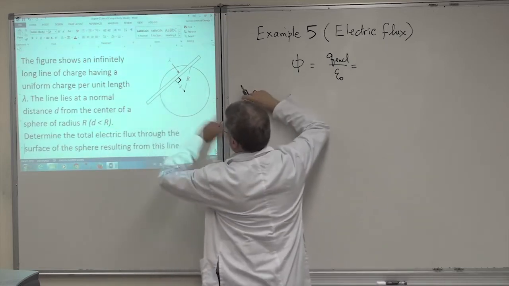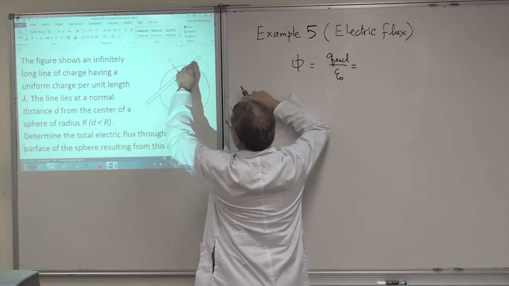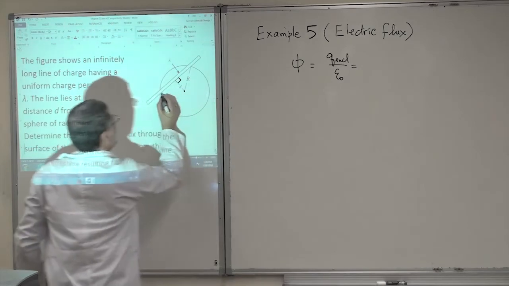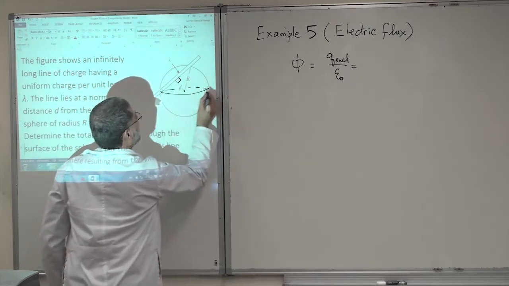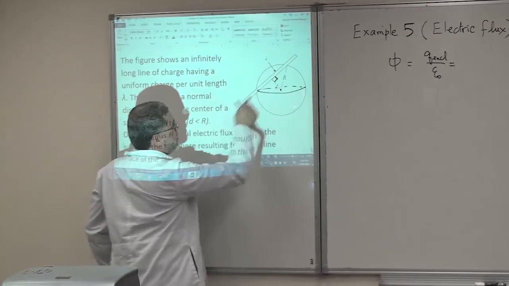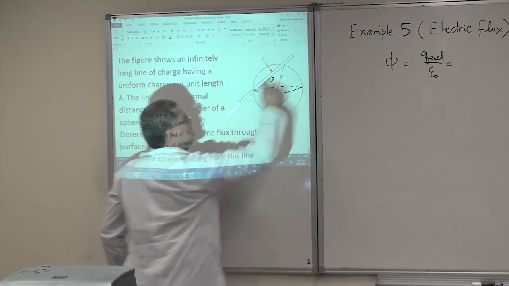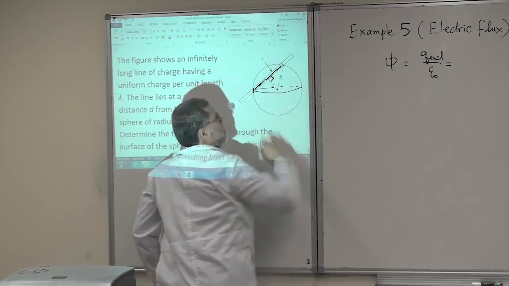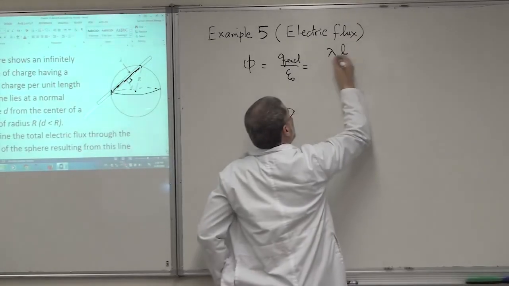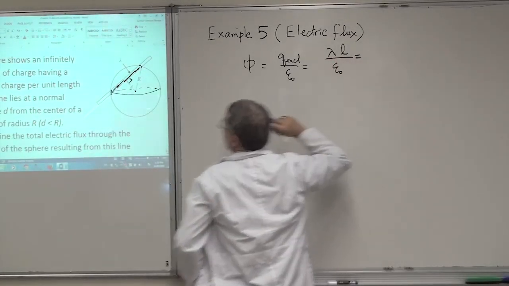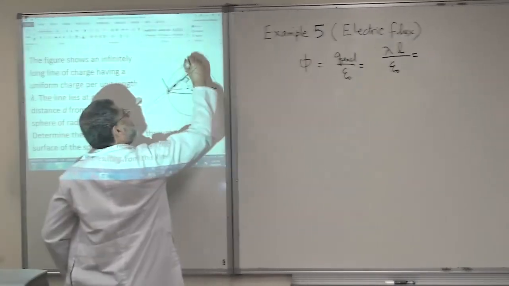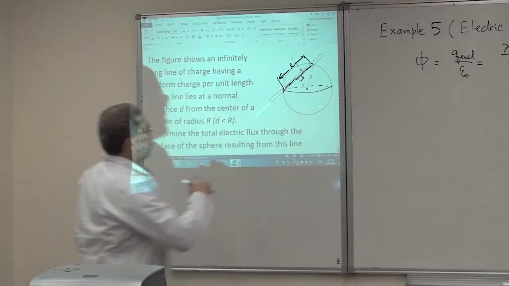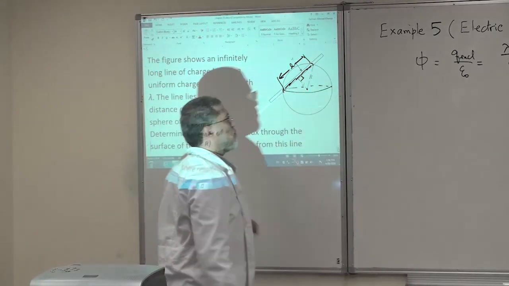The only part of the charge which is enclosed is this part here, because the charge on this side and on this side are outside this Gaussian surface. This is a sphere, three-dimensional. So I'm going to take only this part of the charge, and the flux is lambda L over epsilon 0. L is the length of the charge inside this Gaussian surface, from here to here.